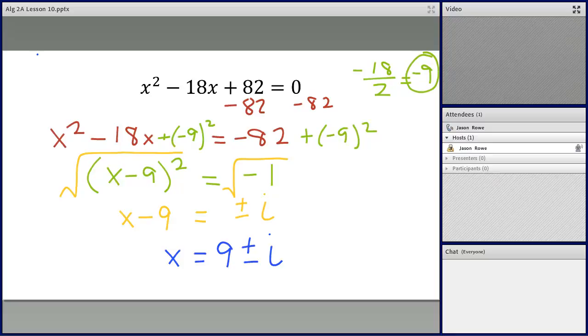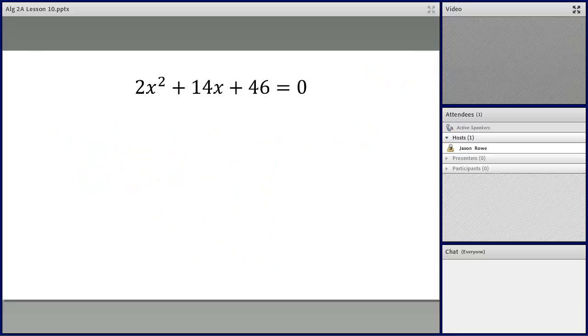Okay, so let's look at an example like number 6. First thing you notice is that all of these are multiples of 2. So before we can complete the square, the other thing that's really important is that this coefficient be 1. So I've got to divide everything by 2. And I can divide that by 2 because whatever you do on one side, you do on the other.